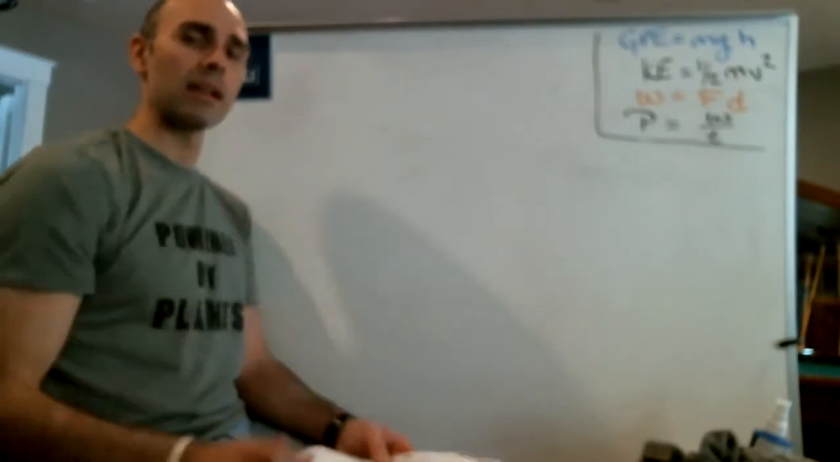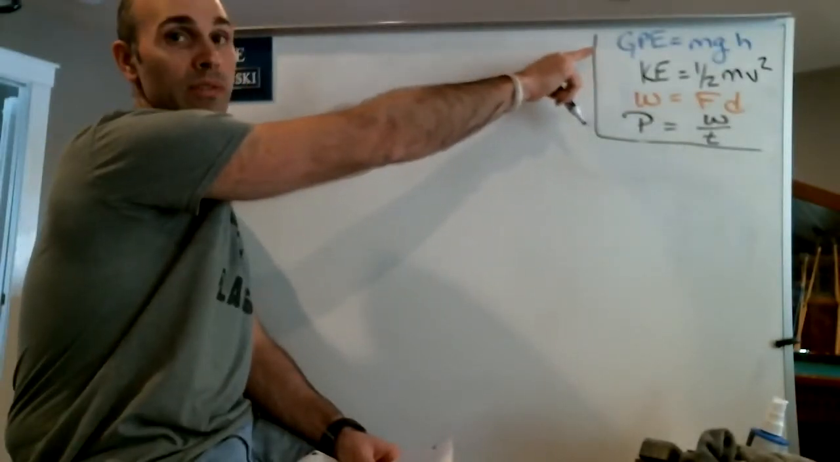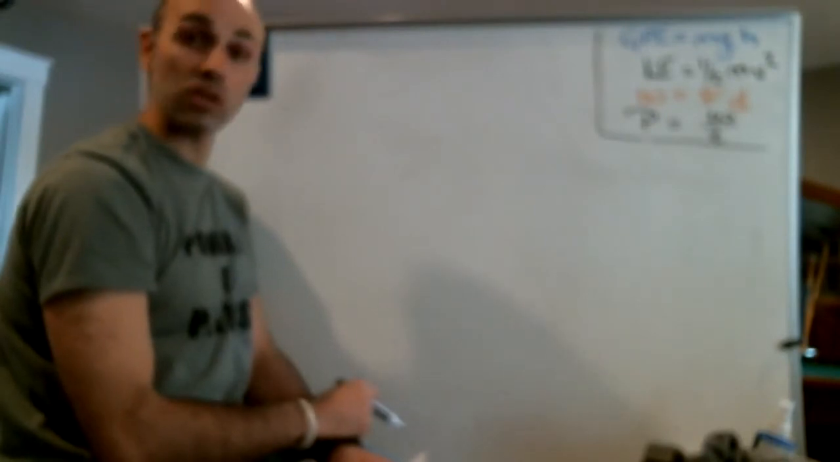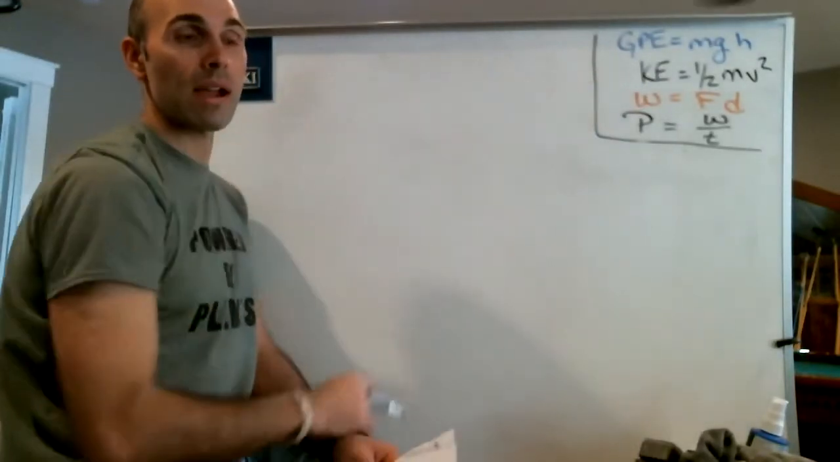All right, so let's start up with this. So work, as we know from our equations, let's do a quick review. Our equation for gravitational potential energy, mgh, mass times gravity times height. Our equation for kinetic energy, 1/2 mv squared. That is the mass times the velocity squared.